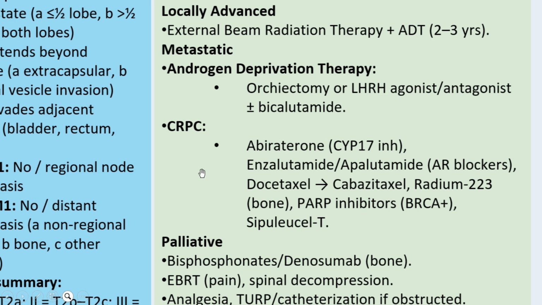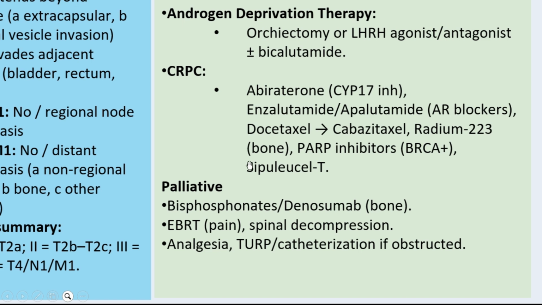Then we have CRPC, where we can use abiraterone, enzalutamide, and docetaxel. Then palliatively, we can give drugs like bisphosphonates, external beam radiation therapy for pain, and spinal decompression. We can do analgesia, transurethral resection of the prostate, or catheterization if we have obstruction, and this can include use of a suprapubic catheter.